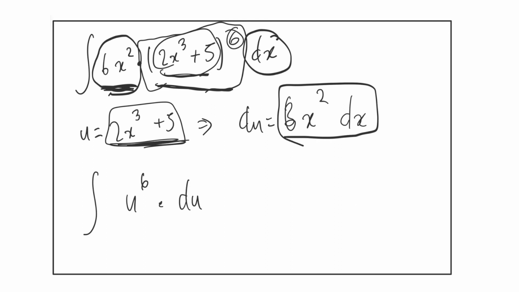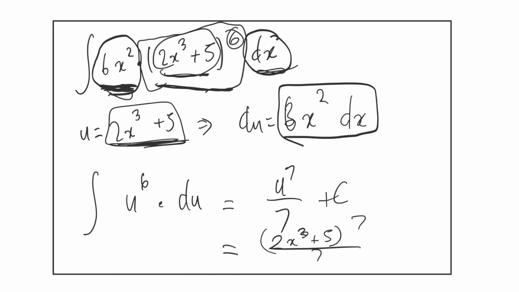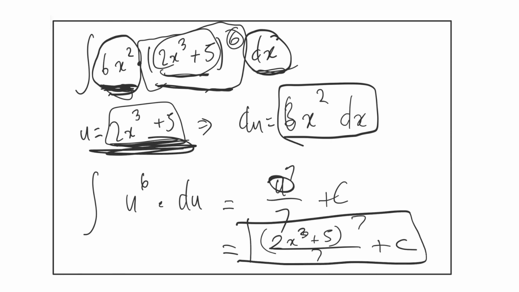Well, we already know what du is and why we're able to do this. Apply the power rule, plus c, substitute 2x cubed plus 5 for u, 2x cubed plus 5 to the power of 7 over 7 plus c, because we know u is what we have right here. And we found our integral.